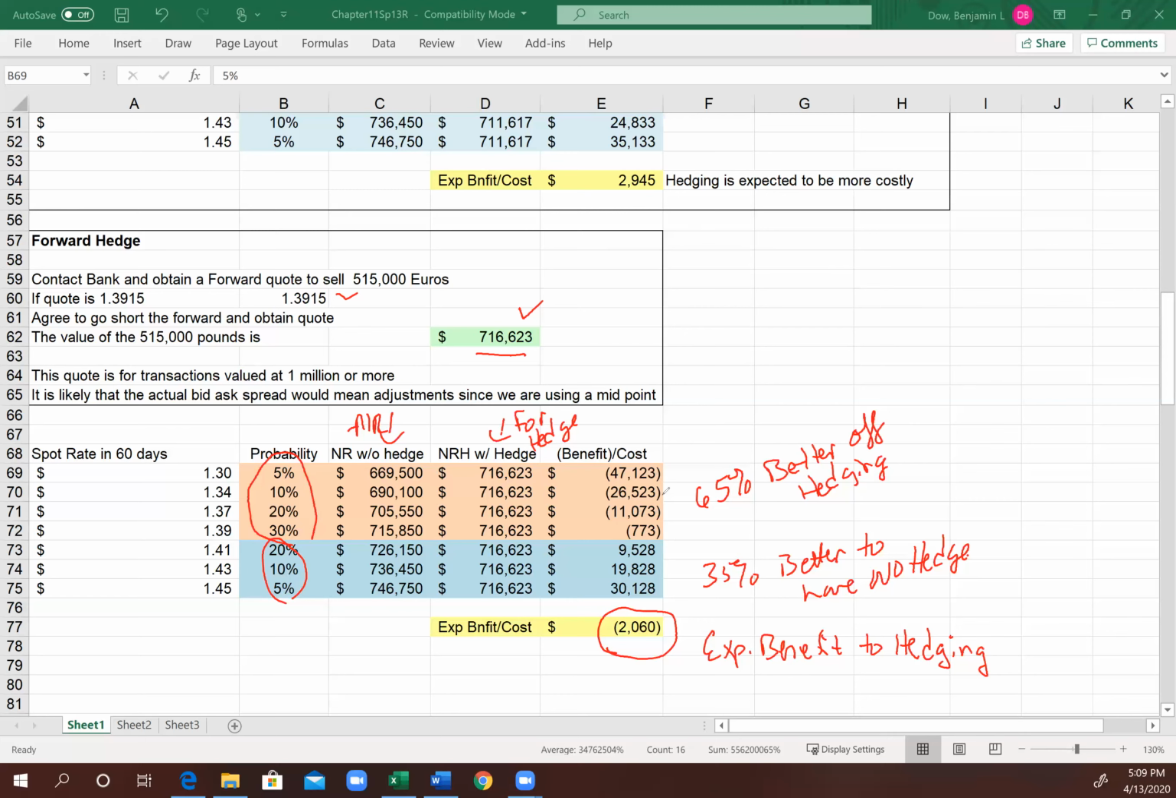But again, we not just want probabilities, but we want to know the magnitude of the impact. So we need to find a weighted average of the cost and benefits. And that tells us that there is an expected benefit to hedging.